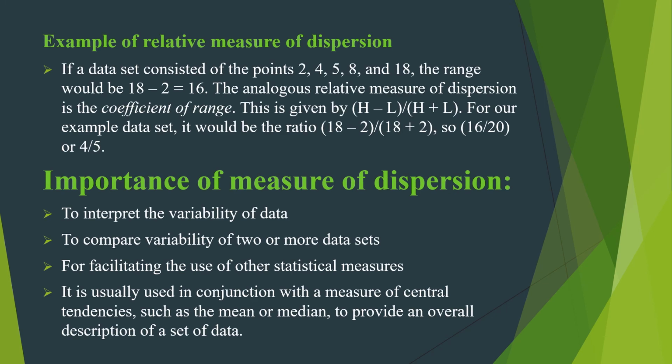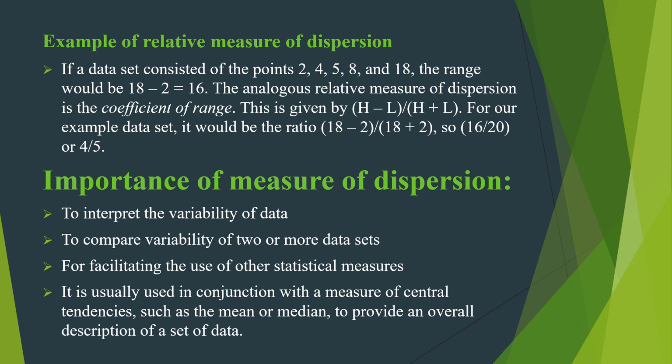Example of relative measure of dispersion. If a data set consists of 0.2, 4, 5, 8, and 18, the range would be 18 minus 2 equals 16. The analogous relative measure of dispersion is the coefficient of range. This is given by higher value minus lower value divided by higher value plus lower value. For our example, it would be a ratio. Then we put in the values and the answer will be given there.